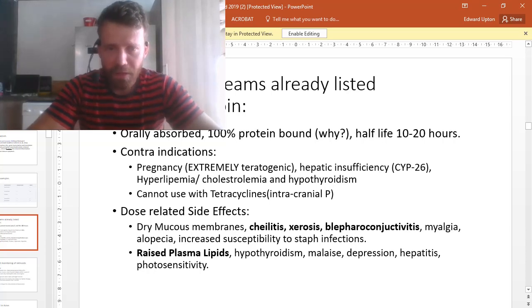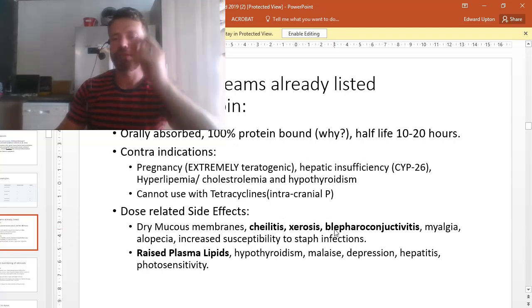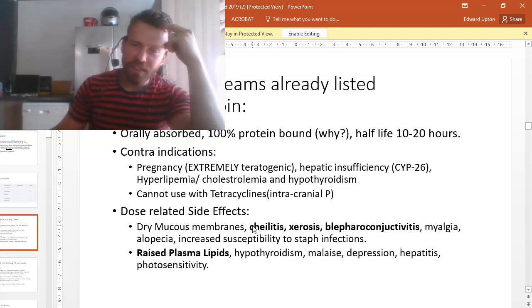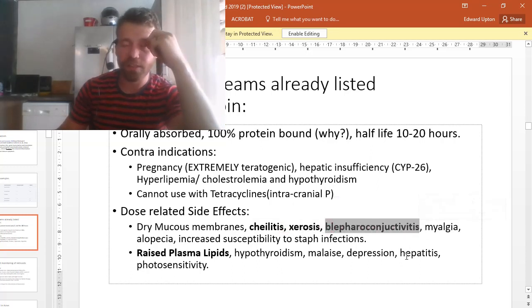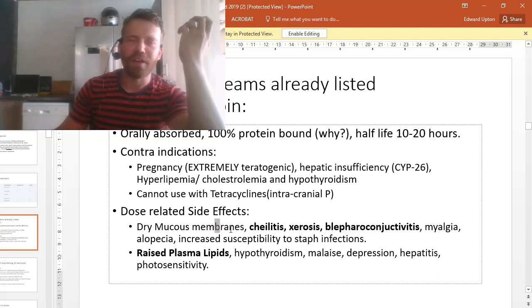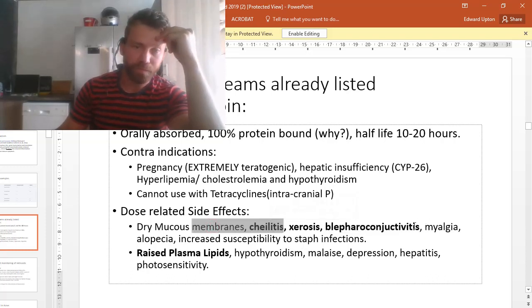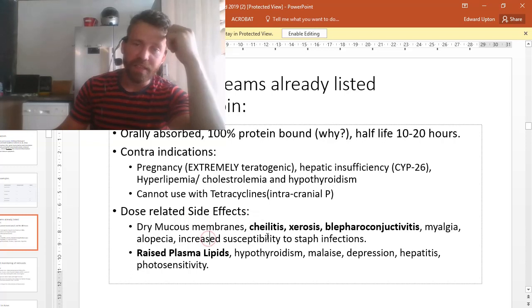Then we have some dose-related side effects here. Cheilitis, xerosis, blepharoconjunctivitis. So I think cheilitis is dry lips or dry and cracked lips. Xerosis is dry skin, and blepharoconjunctivitis is dry eyes. What I want you to see is that generally speaking, your skin becomes drier as you use more and more of the drug. Some myalgia, some muscle pain, some alopecia, meaning some hair loss, and increased susceptibility to staphylococcus infections.